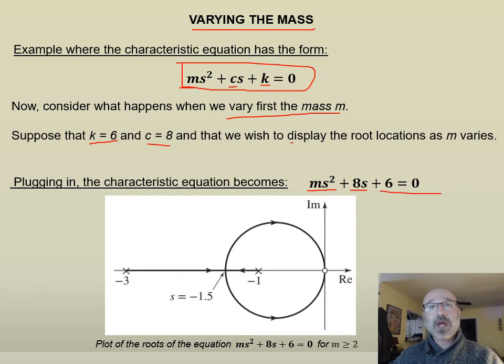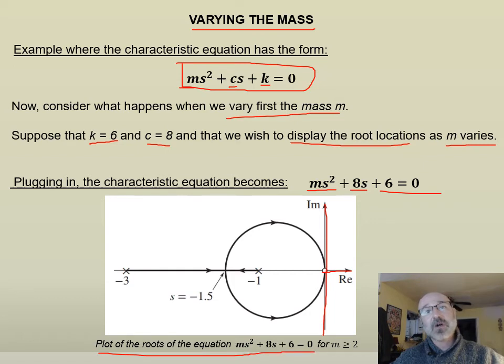And now we're going to display the root locations as we vary our mass over positive values. So for mass greater than or equal to 0, we can plug that in and solve the quadratic equation for the different values of m, and plot those on our real and imaginary axes, where imaginary is on the y and real is on the x, the same as we did for varying k and varying c. We get those same roots, plot them on this axis, and what we see is the plot of the roots for ms squared plus 8s plus 6 is equal to 0 for varying m, and we get this result shown in this plot.